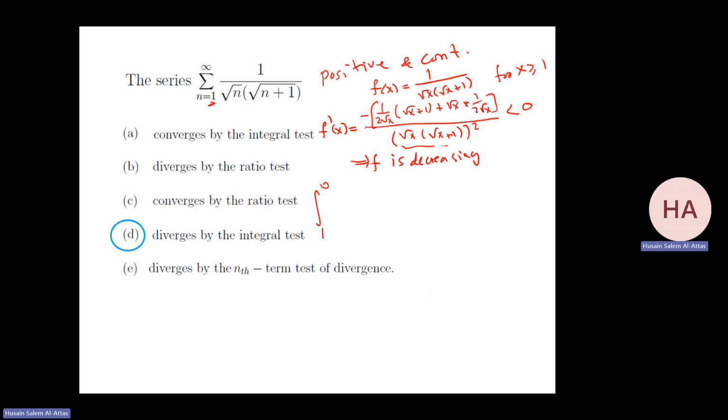Let me do the integral from 1 to infinity of 1 over square root of x times square root of x plus 1. That will not make a difference about the conclusion. This is also negative. I need to do this integral now. So that will be the limit as t goes to infinity of the integral from 1 to t of dx over square root of x times square root of x plus 1.